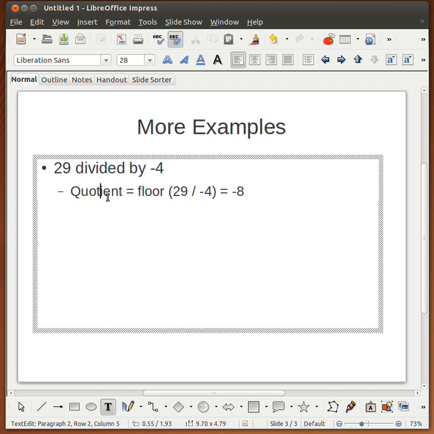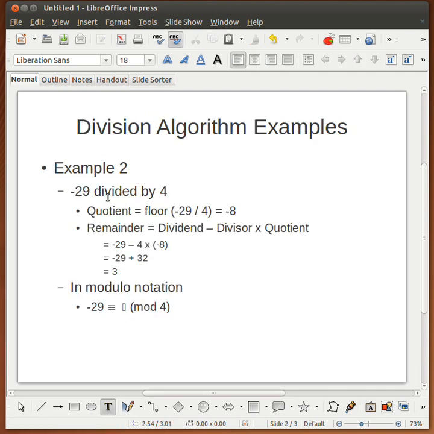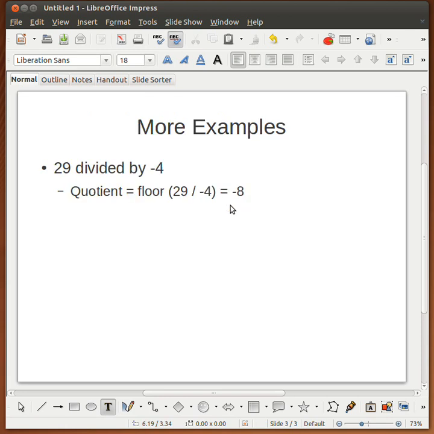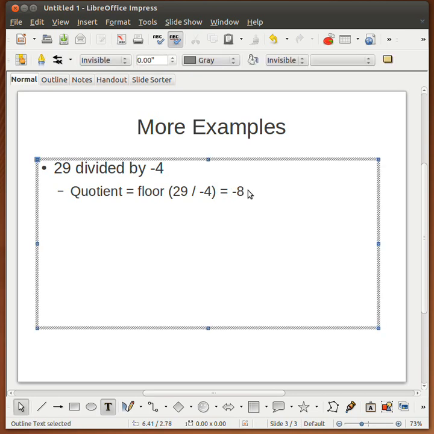Notice how the quotient is the same in the previous example and the current example. In the previous example, this one was negative, that one was positive, the quotient was negative 8. In this example, this is positive, but this is negative, and the quotient is still having the same sign. It makes a lot of sense.